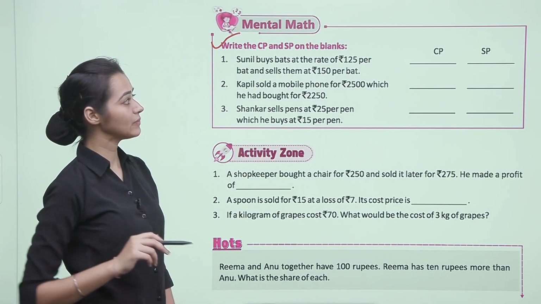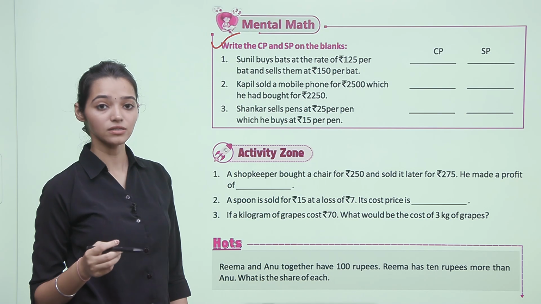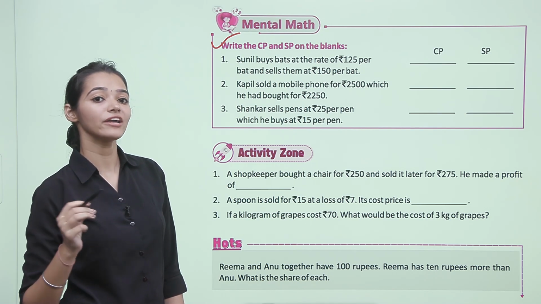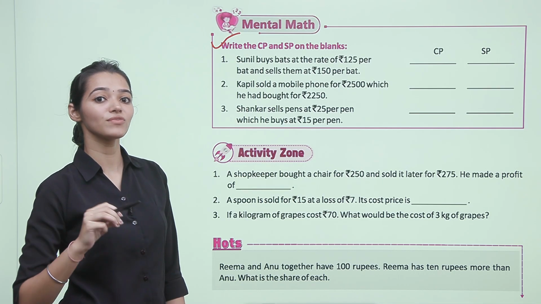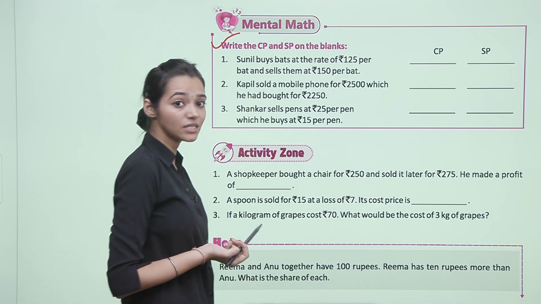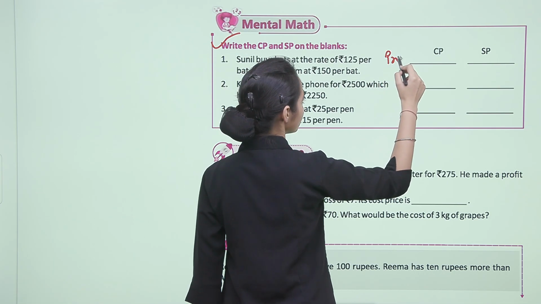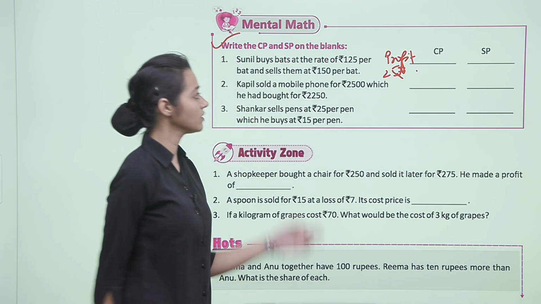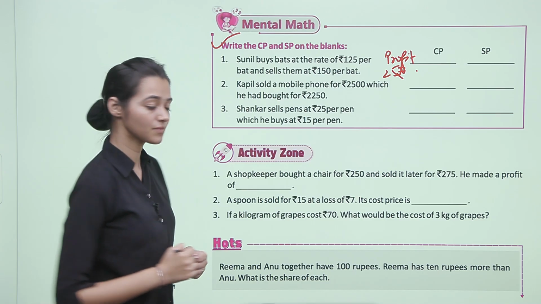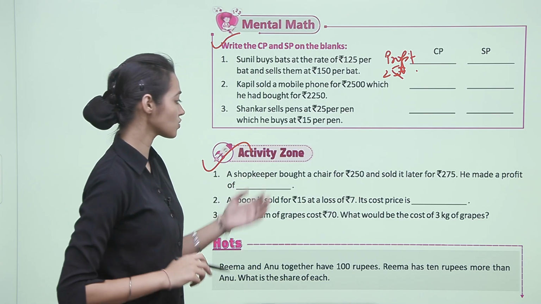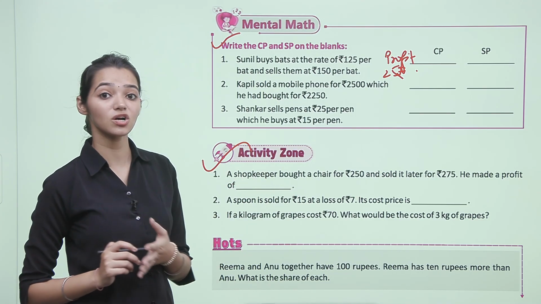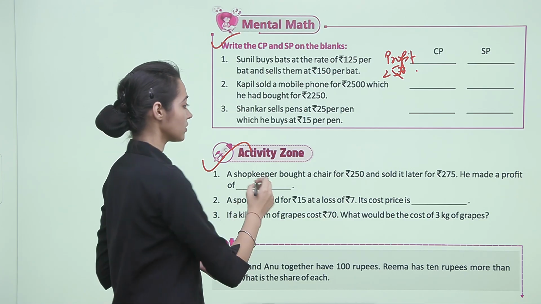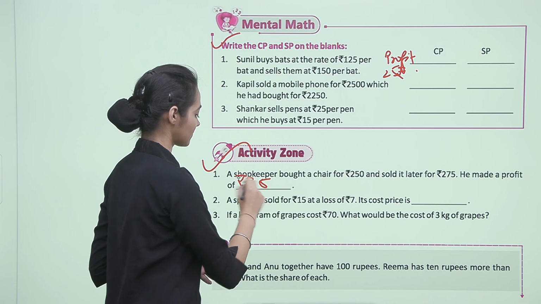Mental maths, we have to write the CP and SP in the blanks. Here we are told that Sunil buys bats at a rate of rupees 125 per bat and sells them at a rate of 150 per bat. That means he has earned a profit of 25 rupees. That's how you have to complete the remaining part. Now next is our activity zone. A shopkeeper bought a chair for 250 rupees and sold it later for 275. He made a profit of 25 rupees.